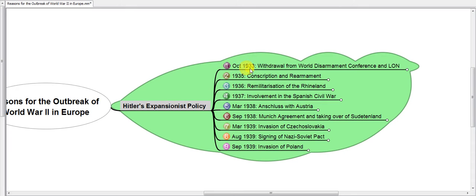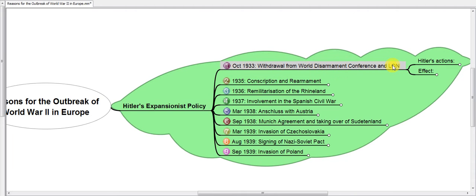October 1933. Hitler came to power in January 33 and he gradually consolidated his power. By October 33, he was pretty much firmly in charge of Germany, and one of the first steps he took was to withdraw Germany from the World Disarmament Conference, which we learned about earlier, as well as the League of Nations. So, what were Hitler's actions themselves?